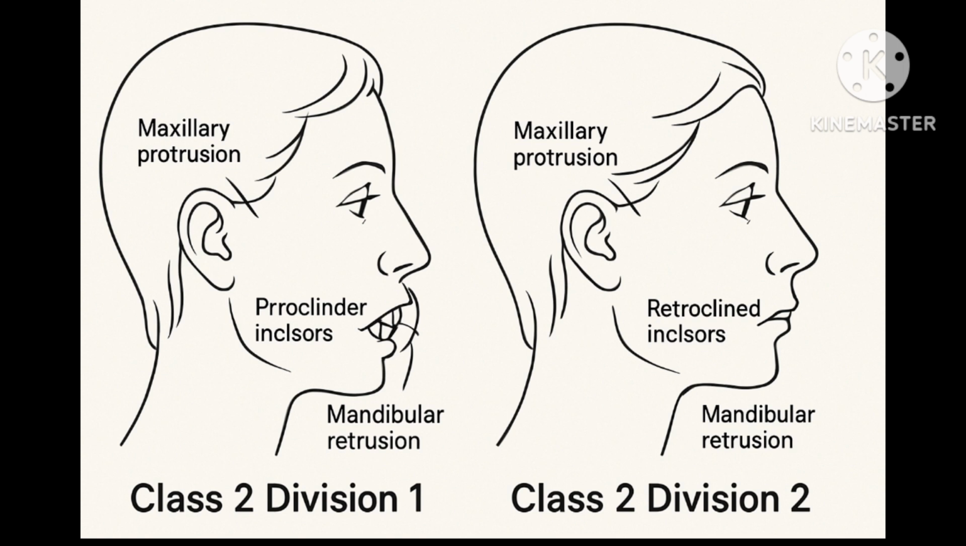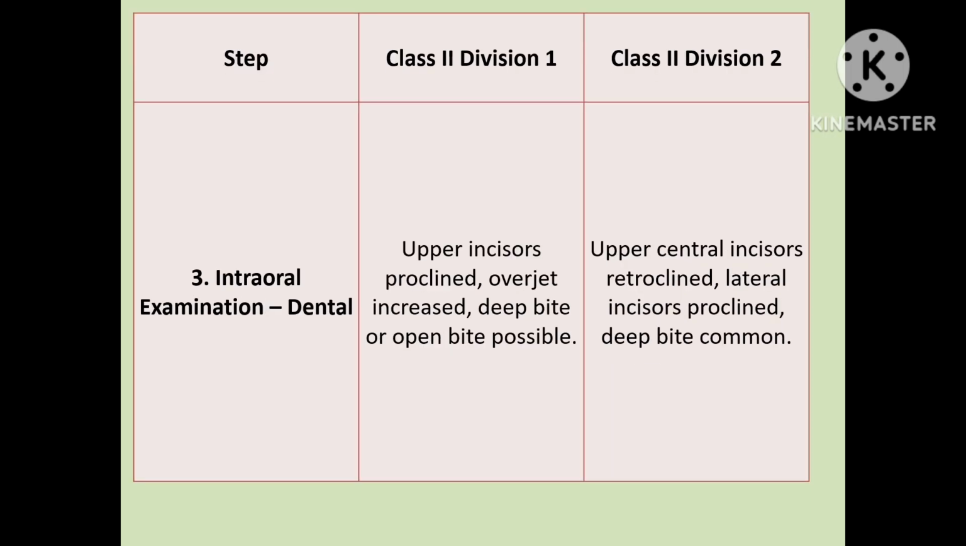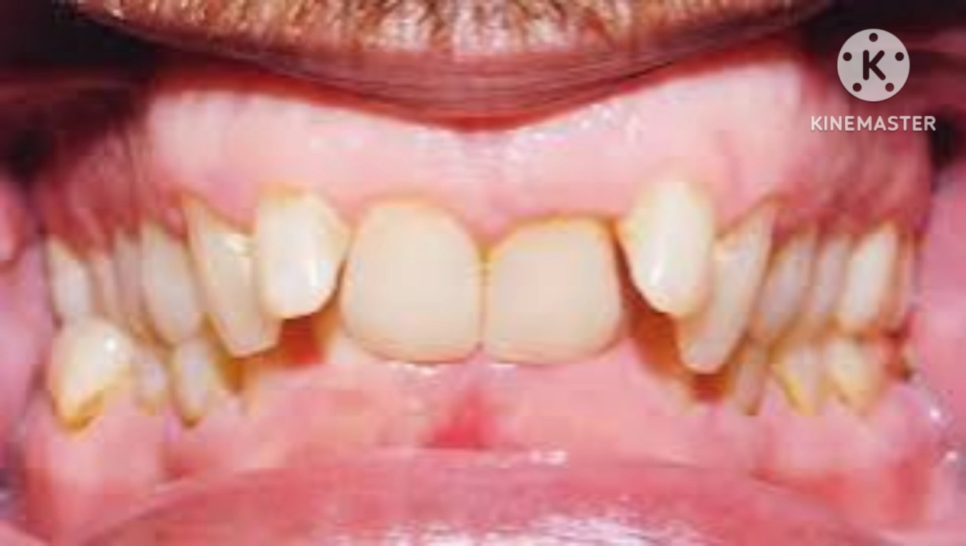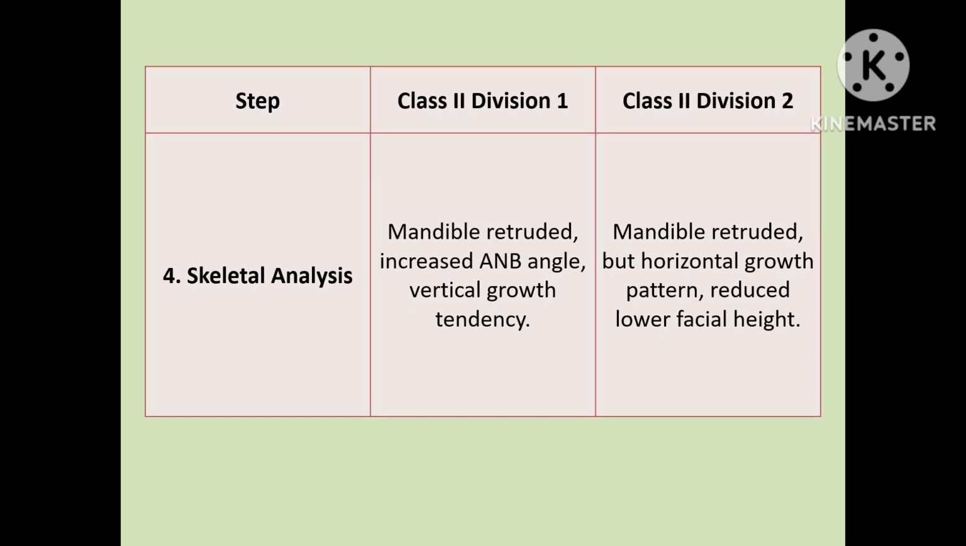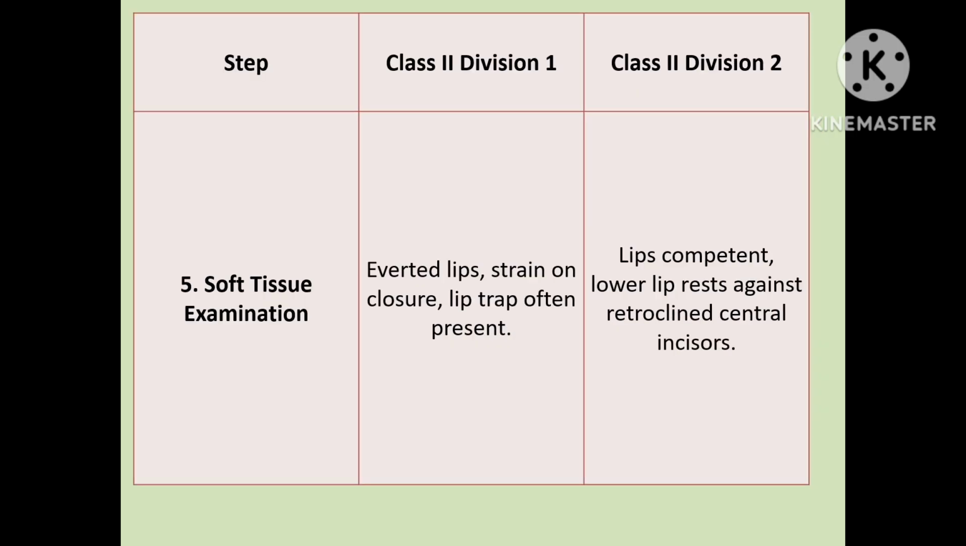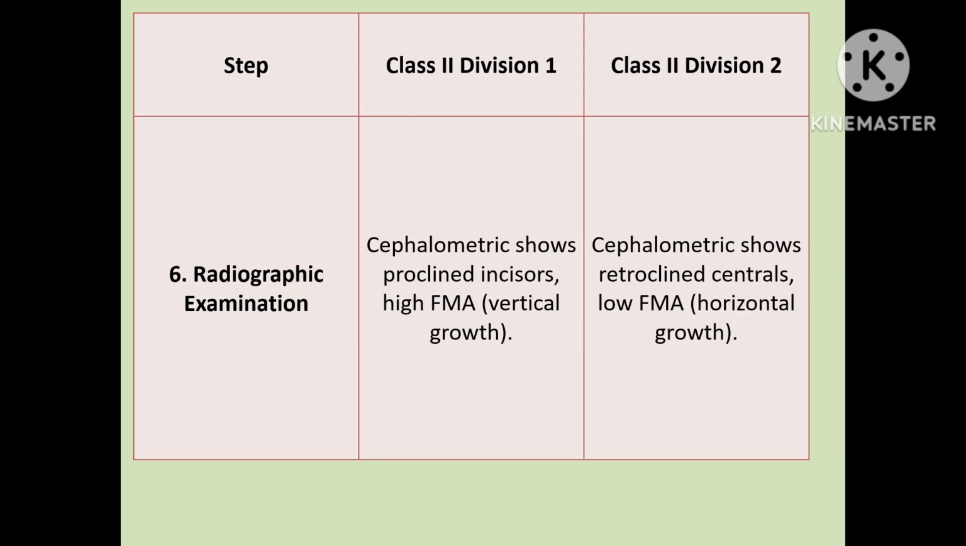Intraorally, Division 1 presents with proclined upper incisors and increased overjet, while Division 2 shows retroclined upper centrals, proclined laterals and a deep bite. Skeletal analysis reveals that both divisions commonly have a retruded mandible, but Division 1 is associated with vertical growth and increased A and B angle, while Division 2 has horizontal growth with reduced lower facial height. Soft tissue findings highlight lip trap and difficulty in closure in Division 1, contrasted with competent lips and the lower lip resting behind the retroclined incisors in Division 2.